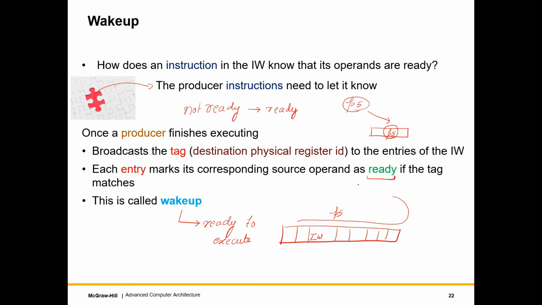So there's an important point to make here. The important point that we want to make is that what is being broadcasted is the tag. If there are 128 physical registers, the tag is only log 128 to the base 2, which is 7 bits. That's all we are broadcasting. We are not broadcasting the value. That is a very important point to keep in mind, that we are not broadcasting the value.